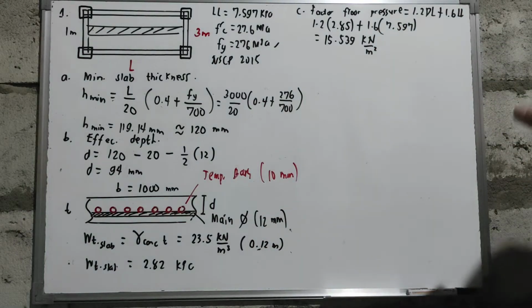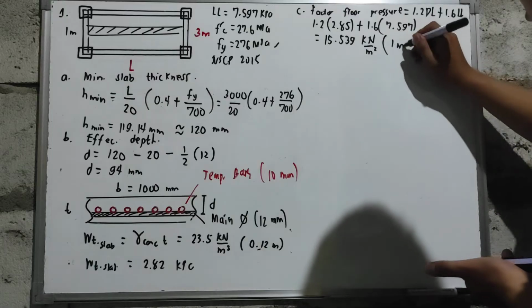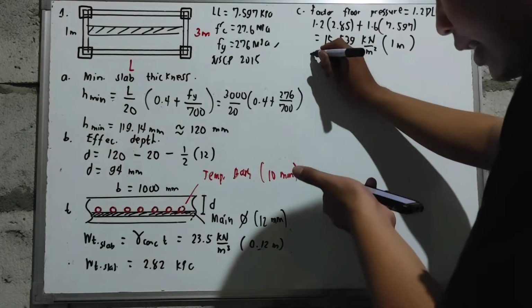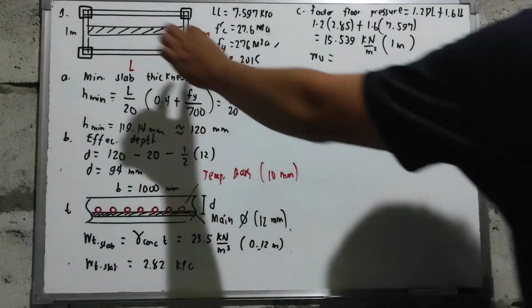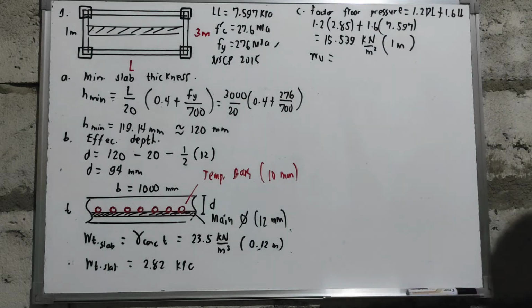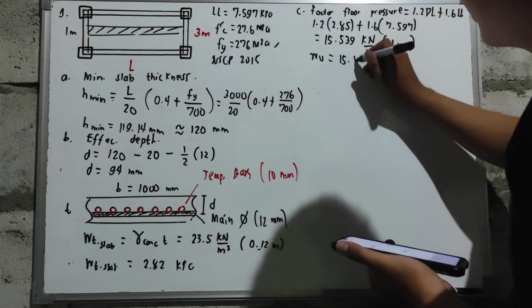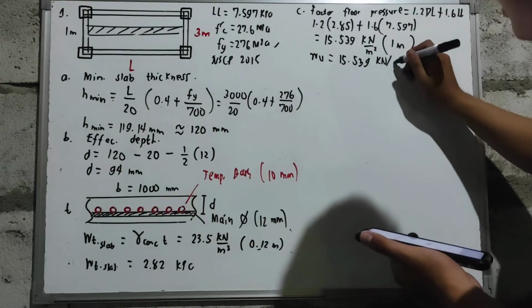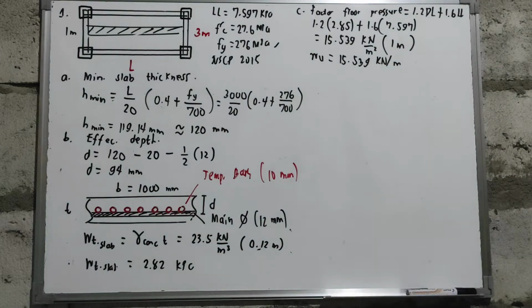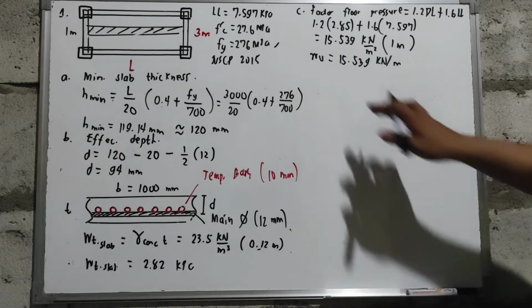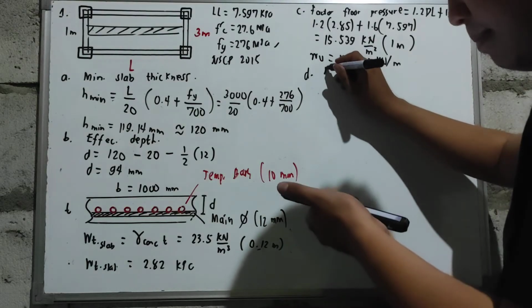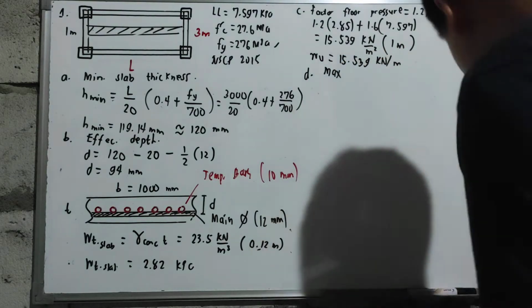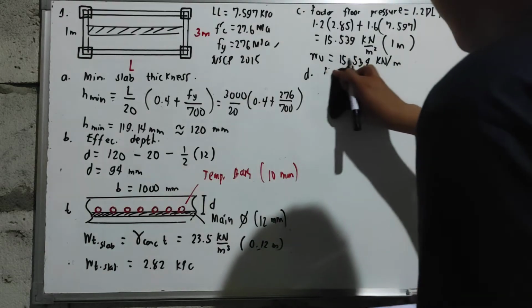So magko-consider tayo dyan, kung i-multiply natin yan by 1 meter strip, so mangyayari niyan is yung W mo, so that will be, kasi na-consider tayo ng 1 meter strip, so mag-multiply tayo dyan, so magiging 15.539 kilonewton per meter. So that will be the value of your factored uniform load. So after natin ma-compute yung factored uniform load, let us now calculate for the value of your maximum factored moment or denoted by MU max.